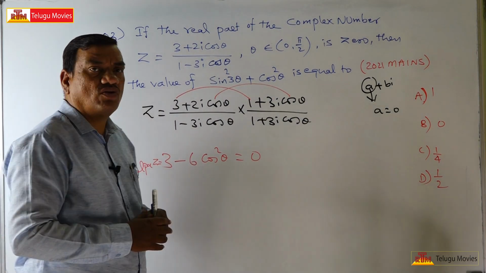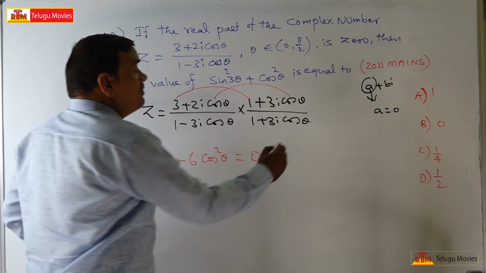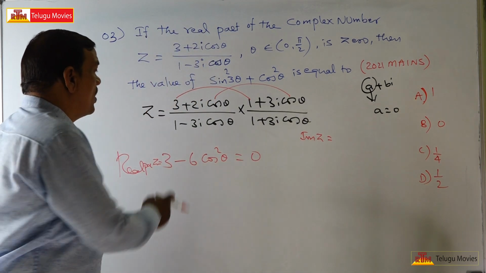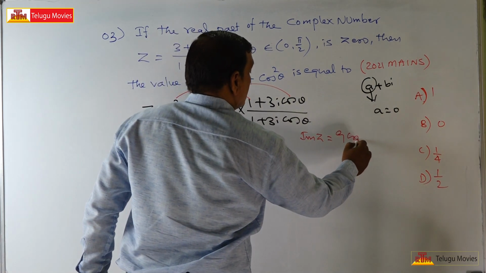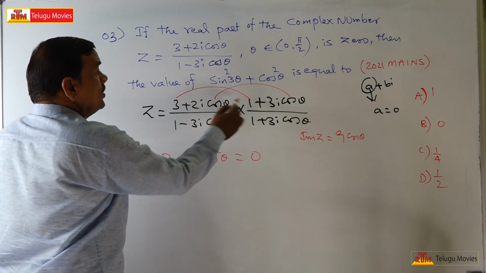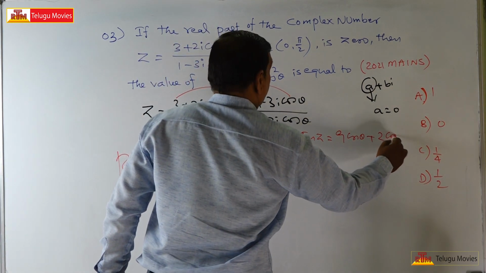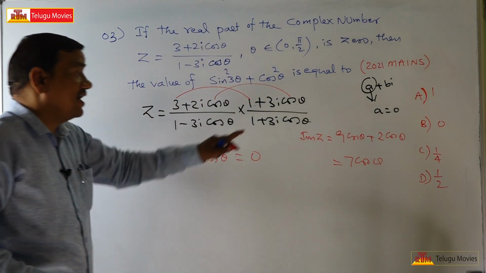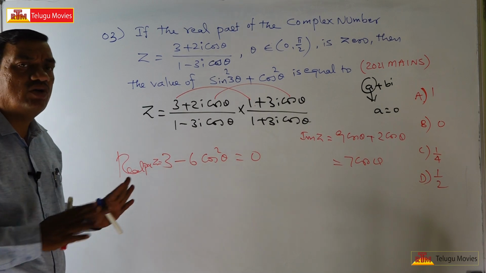Don't do the complete calculation. Even if you do the complete calculation, this is the real part. And what is the imaginary part? Even though it is not necessary, I am doing it. The imaginary part is 3 into 2 cos theta, plus 2 cos theta, which is equal to 7 cos theta. So this is the real part and that is the imaginary part. Understand? Why I am explaining this problem is, don't do the complete calculation.